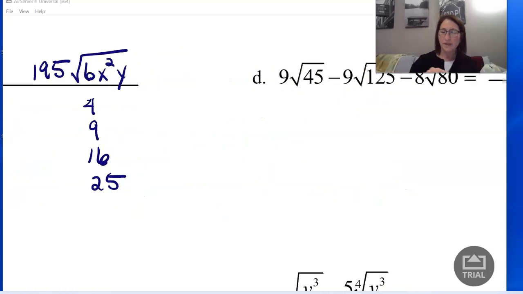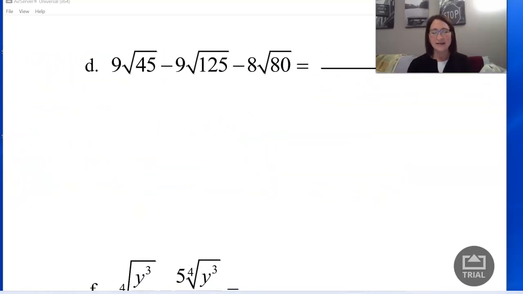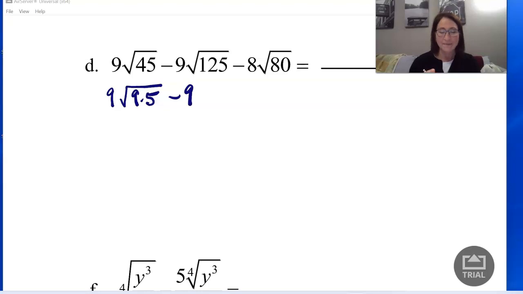Beautiful. All right, let's look at D. So for D, I'm thinking, same process. So this is going to be 9 times... Oh, I'm thinking, what can I break 45 down into? What factors, what numbers can I multiply to get 45? And which one of them is a perfect square? 9 times 5. Okay, let's do the same thing with 125.